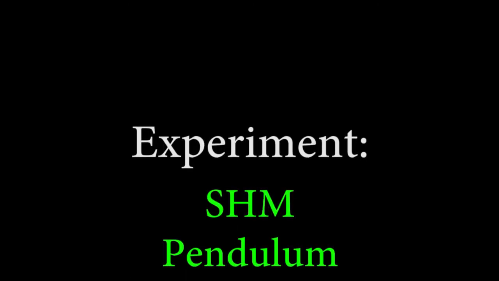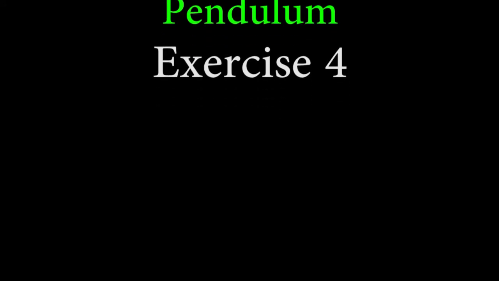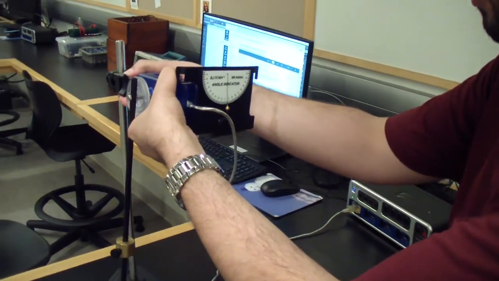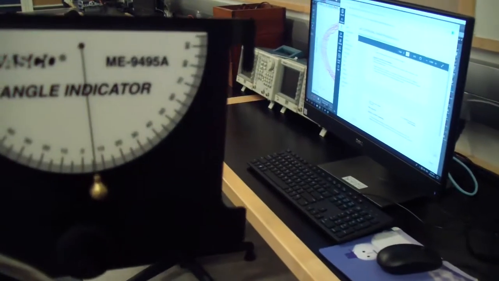In exercise 4, we'll be changing the effective value of g by changing the angle for the rigid pendulum. We will use the periods of oscillation to calculate g. Change the tilt angle by adjusting the variable angle clamp. Note the angle displayed by the angle indicator.